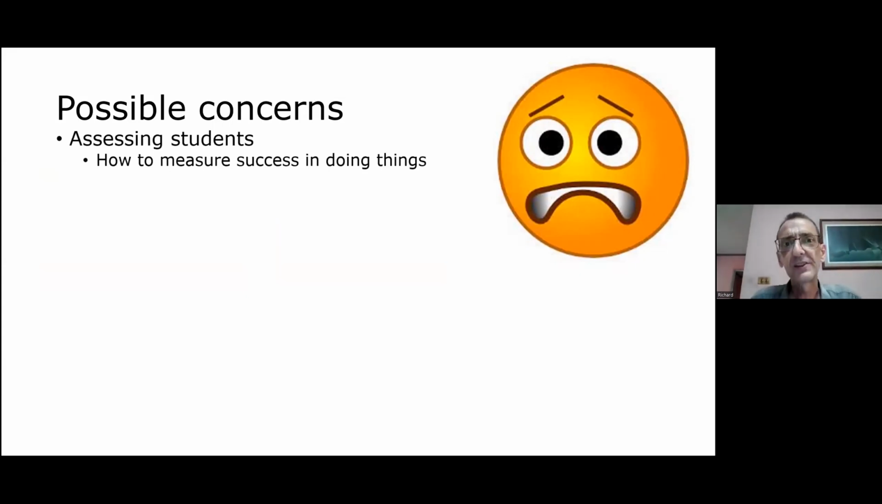A key one is about assessing students. Most of us work in formal institutions where assessment is a major concern. And there's problems with assessing students in languaging. Remember, we're not looking at accuracy. There are not necessarily any norms to follow. What we're looking at is success in doing things. And it's problematic. How do you measure success? How can you measure success in doing things?